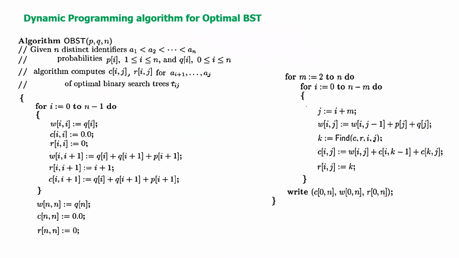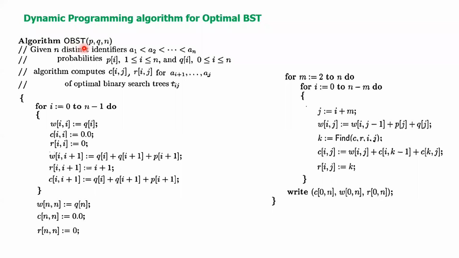This is the dynamic programming algorithm for generating the optimal BST. There are two procedures, two methods. The first method is called the OBST algorithm, and the second is the find algorithm. So you have two algorithms which form the dynamic programming algorithm for optimal BST. Now, what is this algorithm OBST? This is going to generate the bigger table that we have calculated. That table will be generated by this algorithm.